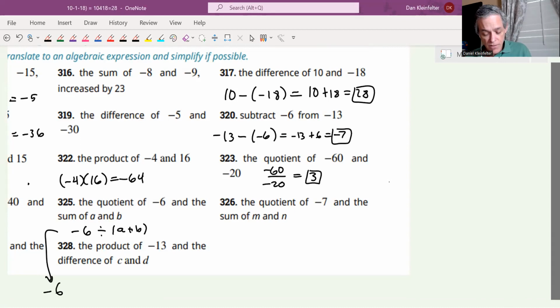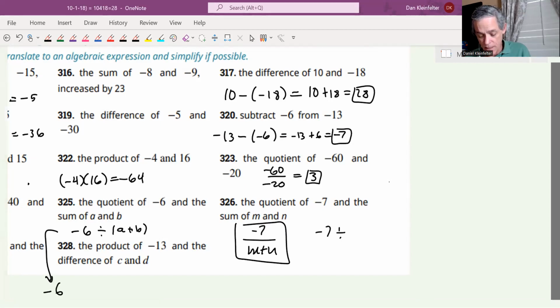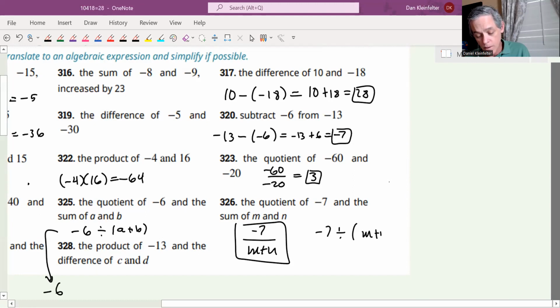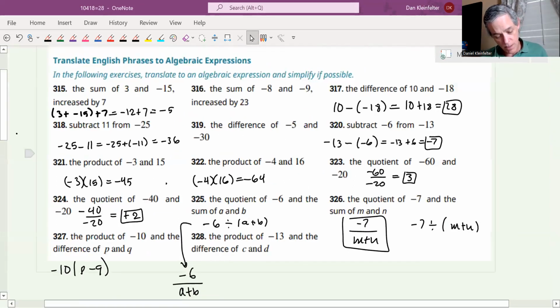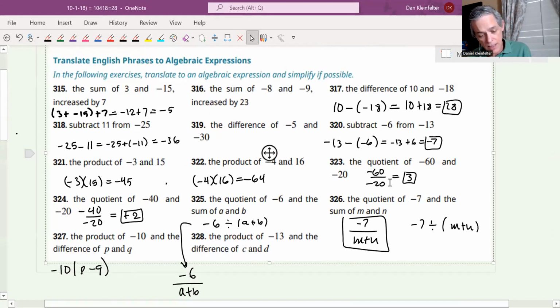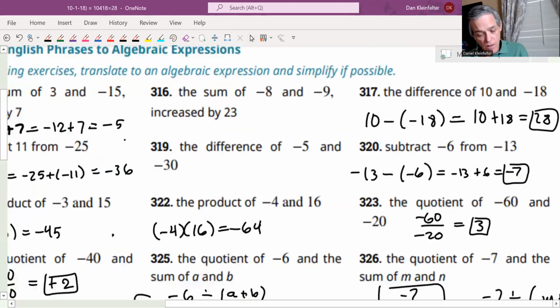The quotient of negative 7 and the sum of m and n. So we can write it this way. We can write it using the divide symbol. Okay, let me make sure I follow the directions on these. We were to simplify, right? I've simplified all the ones that you can simplify. There's 2 more. Let me go ahead and finish these. So we've done all of them.